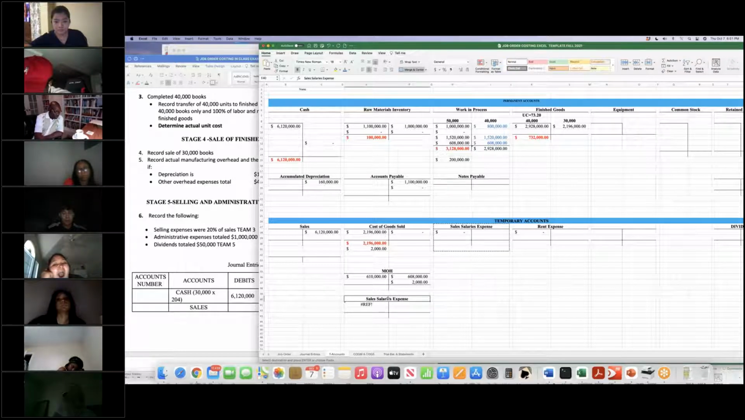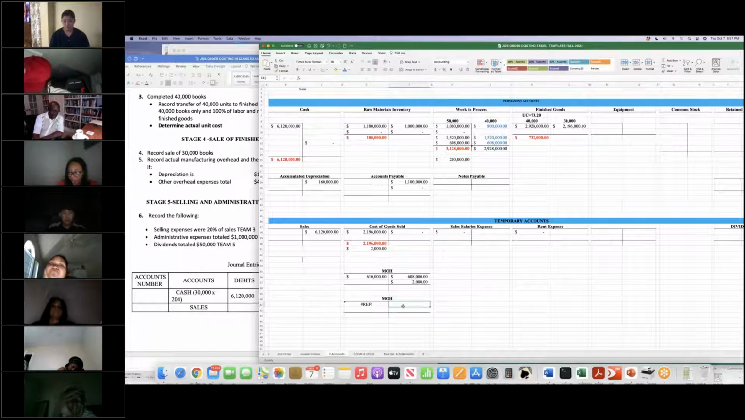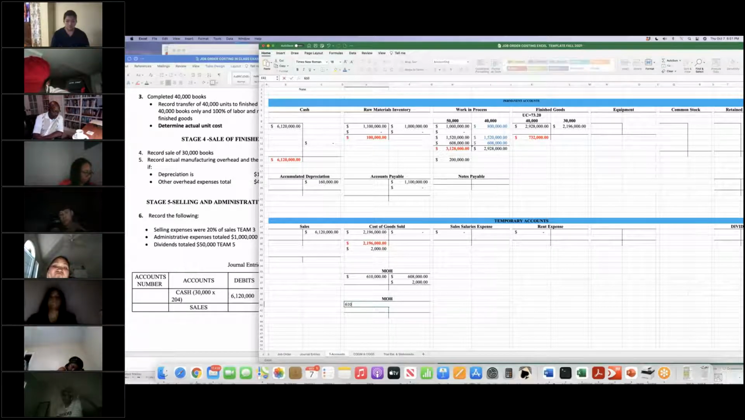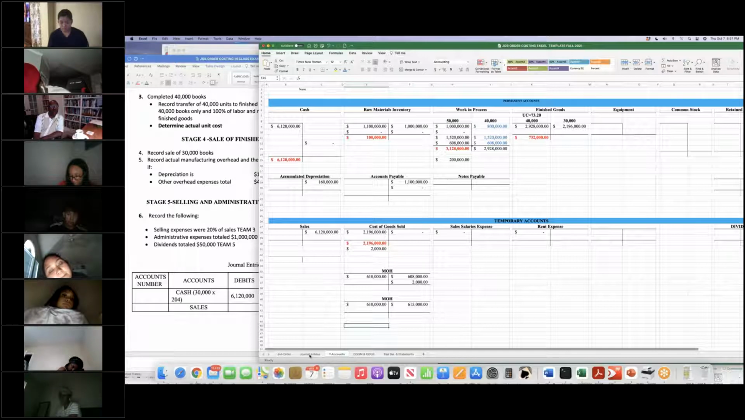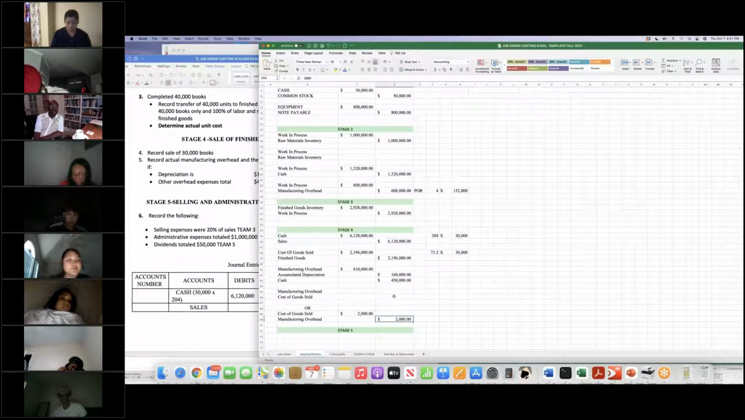So if this is MOH here, and if we had actually put in here 615, if we'd applied 615, and the actual was 610, now we applied too much overhead. Cost of goods sold is overstated, so we would have to make this other entry over here, debiting manufacturing overhead and crediting cost of goods sold because the cost is too high.